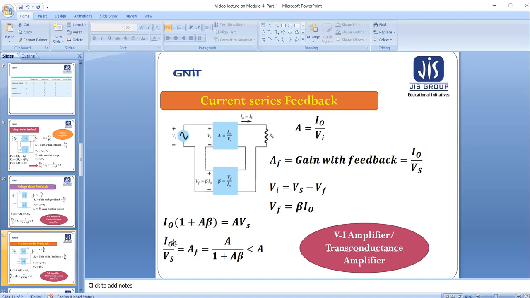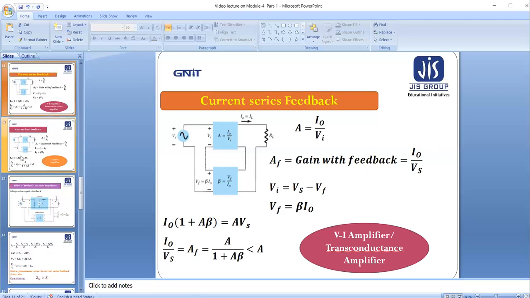So I naught by VS equals A by 1 plus A beta. Now I naught by VS is nothing but the AF. So AF equals A by 1 plus A beta, which is less than A. So this type of circuit is called a V2I amplifier or transconductance amplifier, because we are getting the current from the input voltage.